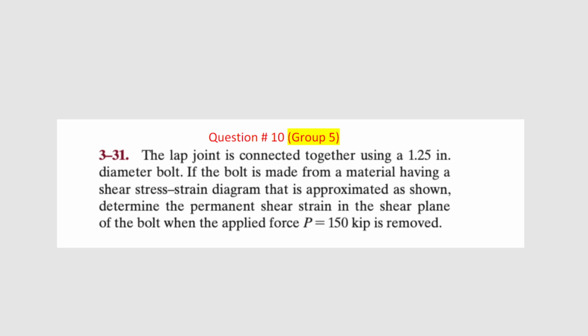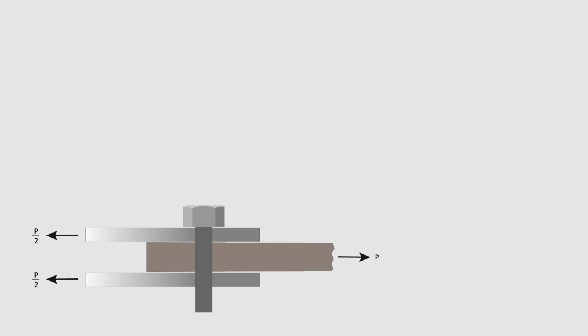We are group 5A, and we will be presenting on problem 10. We're going to take the internal shear force first, and it's going to be the applied load P over 2, because there's going to be two areas of shear force. That will give us 75 kip.